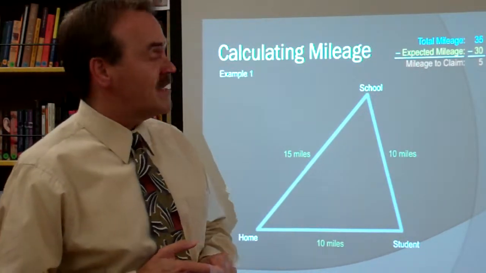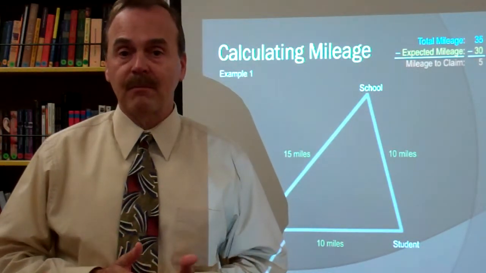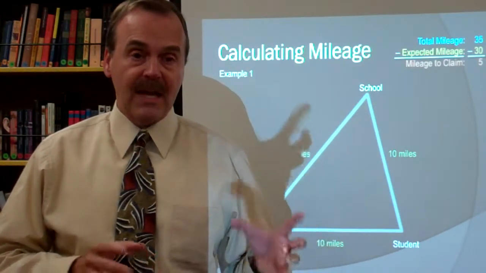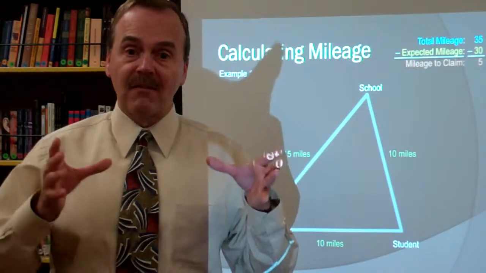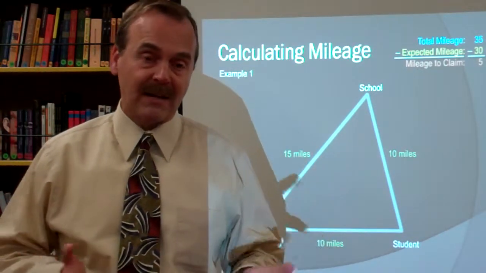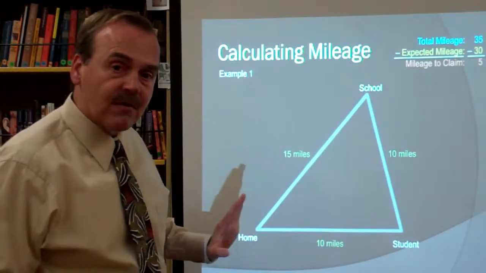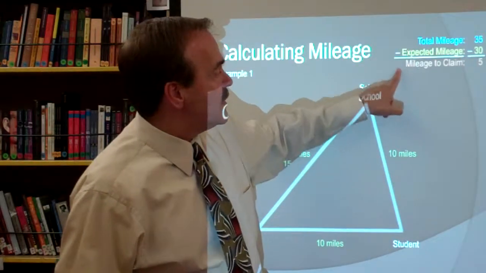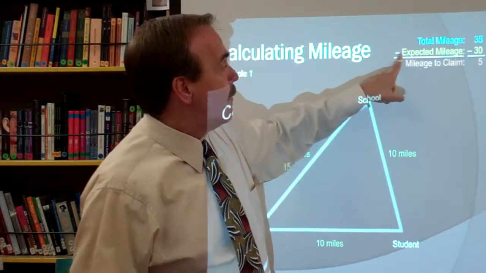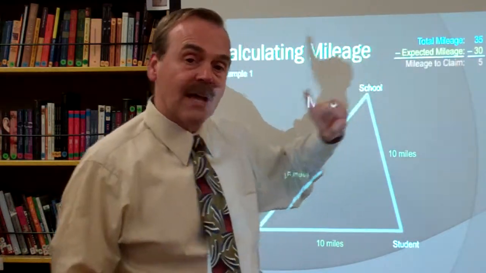So let's say, for example, you live 10 miles away from school, then you're expected to be traveling 20 miles every day. If, as a result of your job, you're still traveling 20 miles, you don't get any mileage because that's expected. However, I'm going to show you a number of different examples, and we're basically using this formula up here, which is total mileage that you traveled in the day minus the expected mileage equals the mileage that you're allowed to claim.